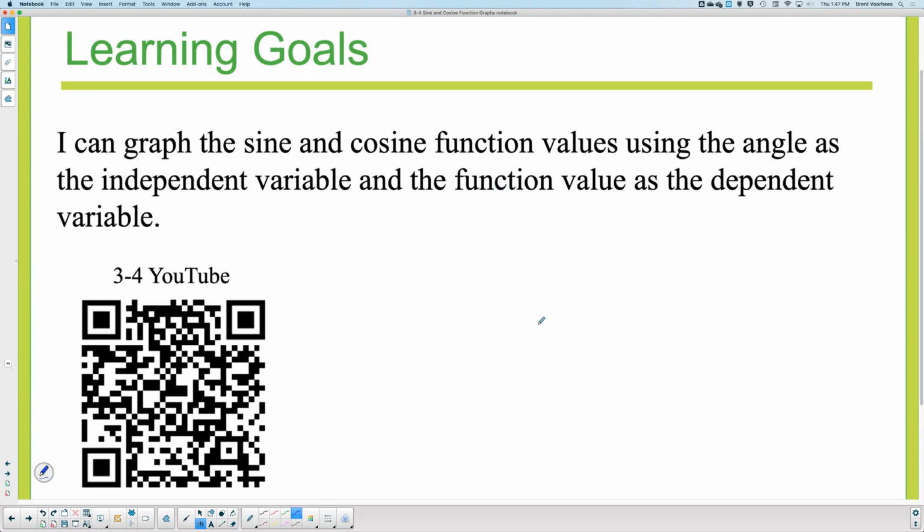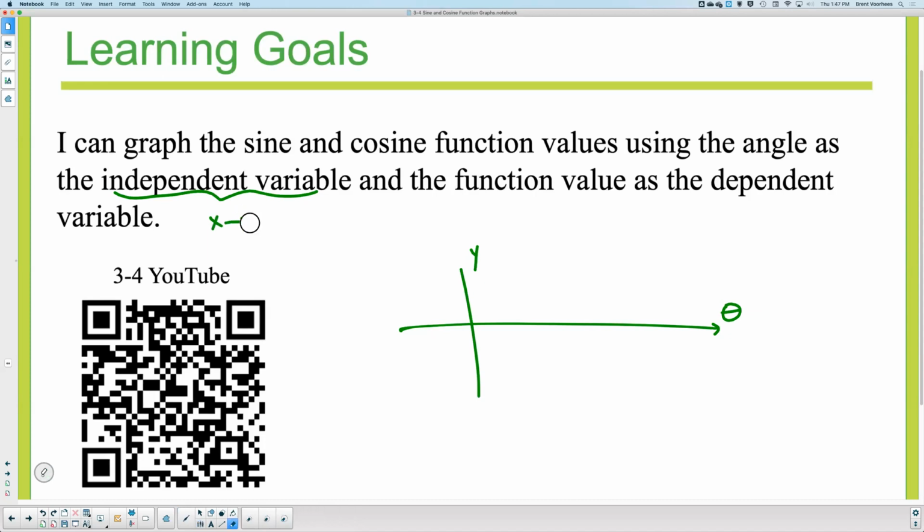Specifically, it says here, when you graph sine and cosine functions, the way it works, that's weird how it changed colors on me. Let's try this again. When you graph sine and cosine, the x-axis is going to be treated as the angle. So for here, the theta becomes like the x-axis, okay? So the independent variable, meaning the x, will represent the theta.